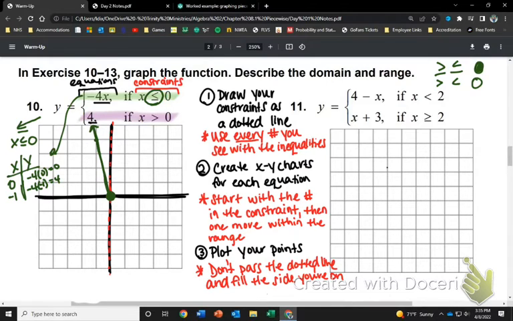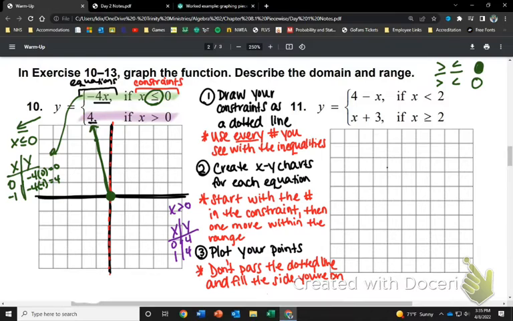So now that I'm done with the left-hand side, I'm going to do the right-hand side. It's the same process as before. I'm going to do a little XY chart, right? And it's purple. And if you want, you can put your constraint when x is greater than 0. So I'm going to start with my constraint number. And then the next number up that's bigger than 0 is 1. So I'm going to have 0 and then 1. And there is actually no x value for me to plug in here. So my answer is just going to be 4 for both of these.